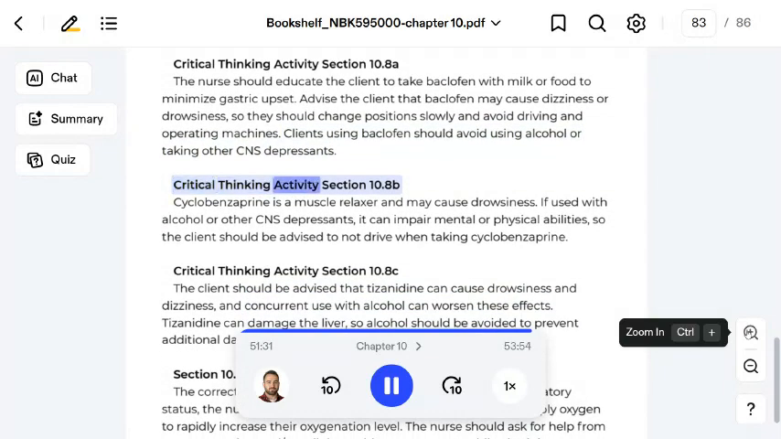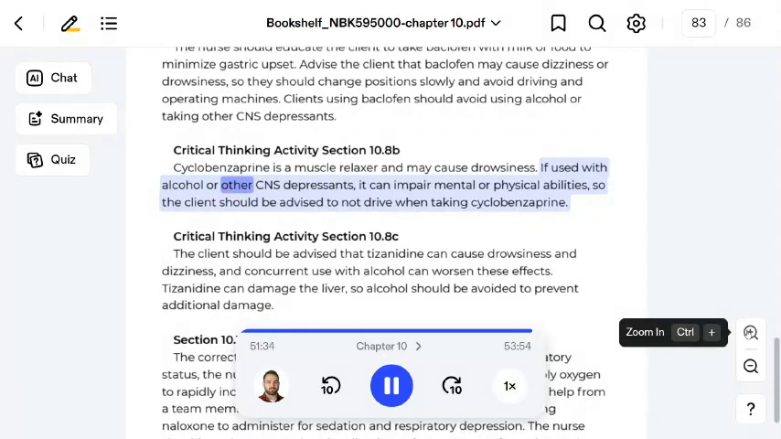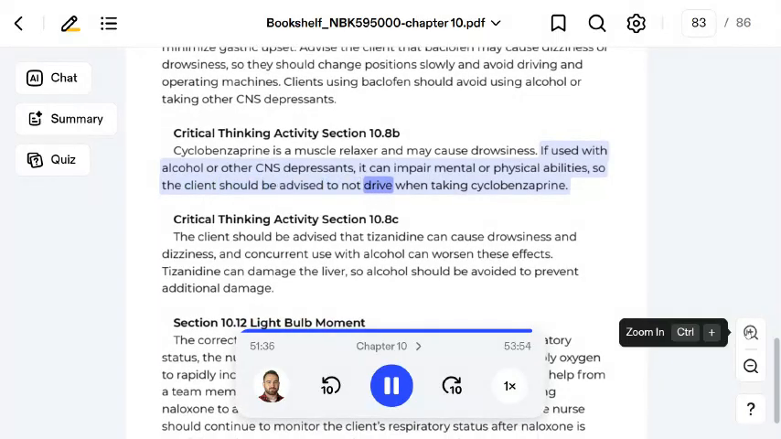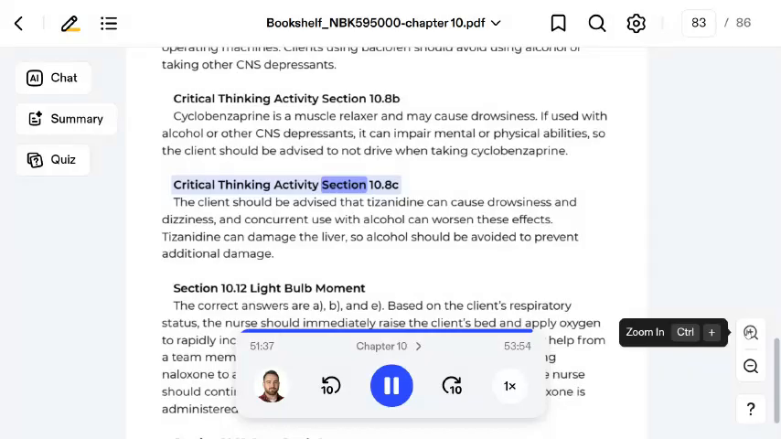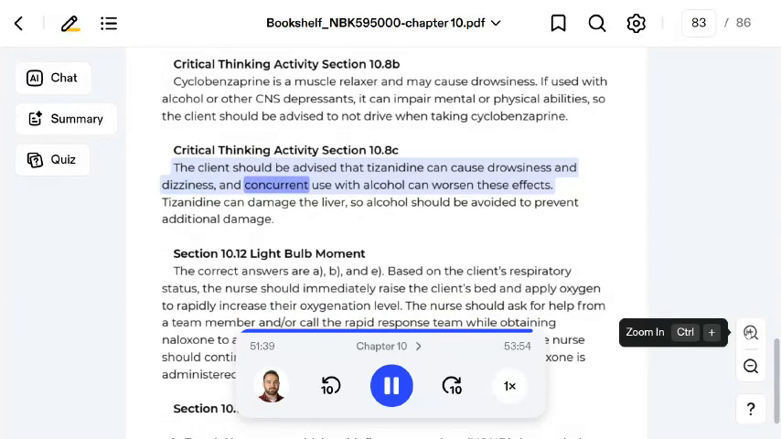Critical Thinking Activity Section 10.8b. Cyclobenzaprine is a muscle relaxer and may cause drowsiness. If used with alcohol or other CNS depressants, it can impair mental or physical abilities, so the client should be advised to not drive when taking cyclobenzaprine. Critical Thinking Activity Section 10.8c. The client should be advised that tizanidine can cause drowsiness and dizziness, and concurrent use with alcohol can worsen these effects.